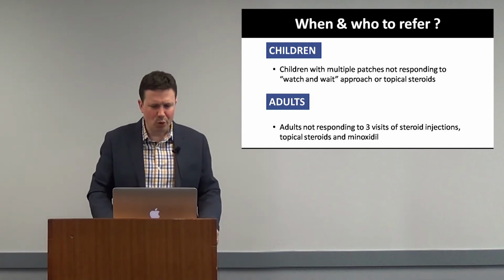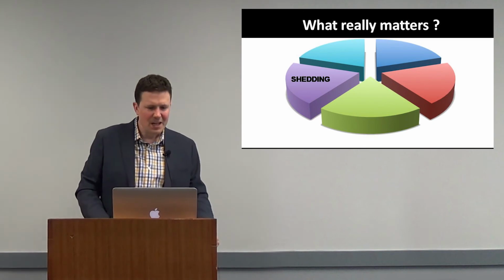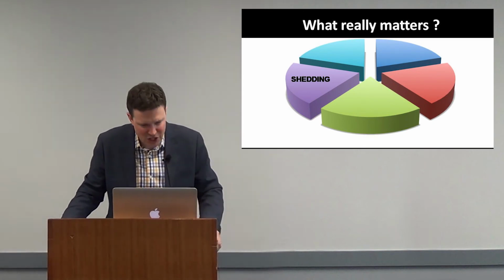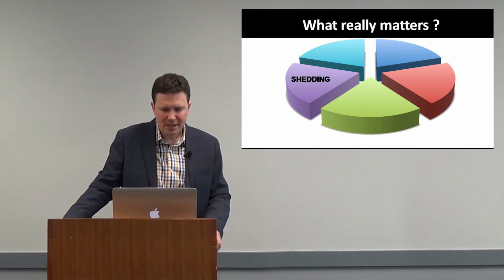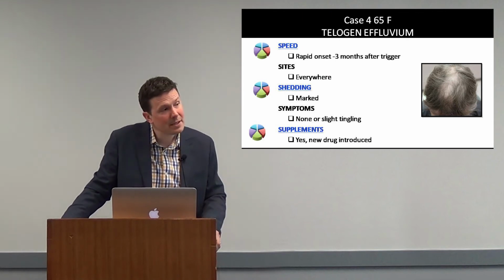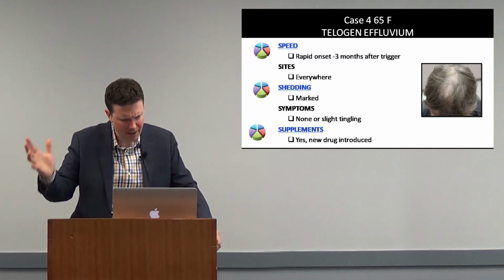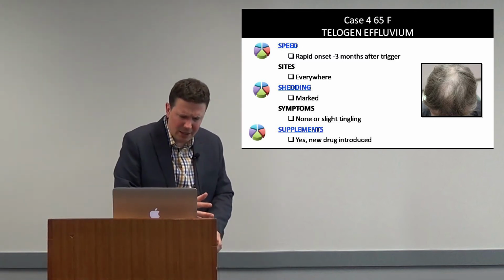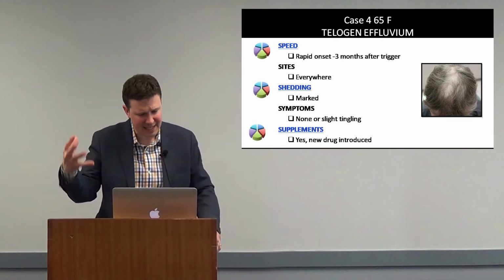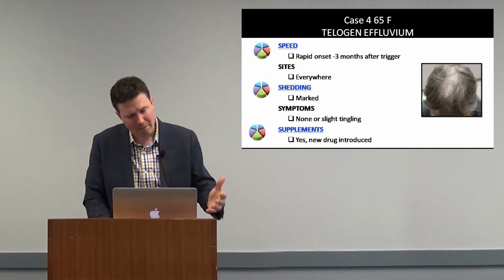Let's take a look at some prototypical conditions that involve shedding. This is a patient who presents with massive shedding about 3 months after using a new medication. In this case, a medication, lithium. The shedding is everywhere. The shedding is marked. There can be 300, 400, 800 hairs per day being lost at its peak intensity. There may be slight tingling, but usually symptoms are relatively mild.